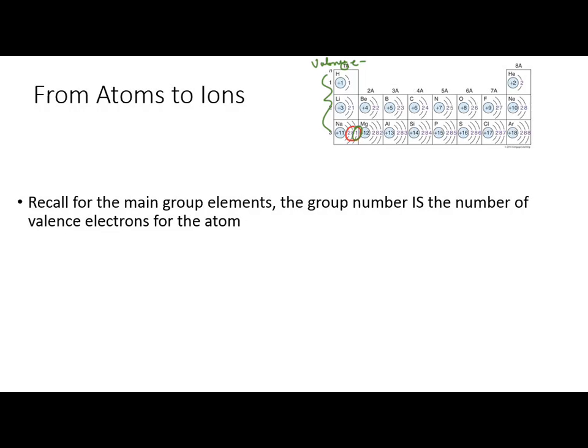So the alkali metals have similar properties. The alkaline earth metals, 2A, have similar properties. And then remember, you're supposed to know 7A are the halogens, and 8A are the rare gases.